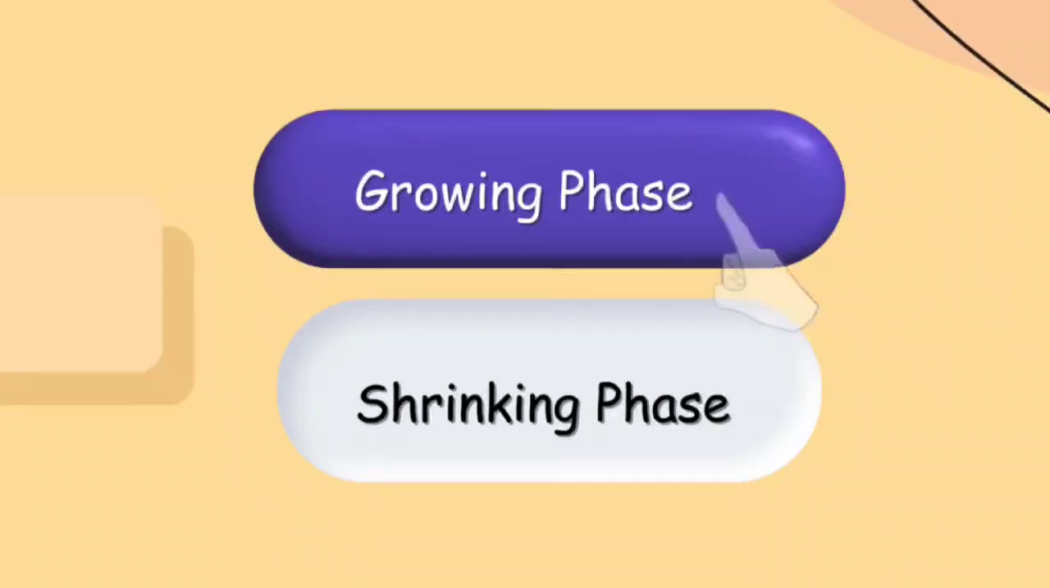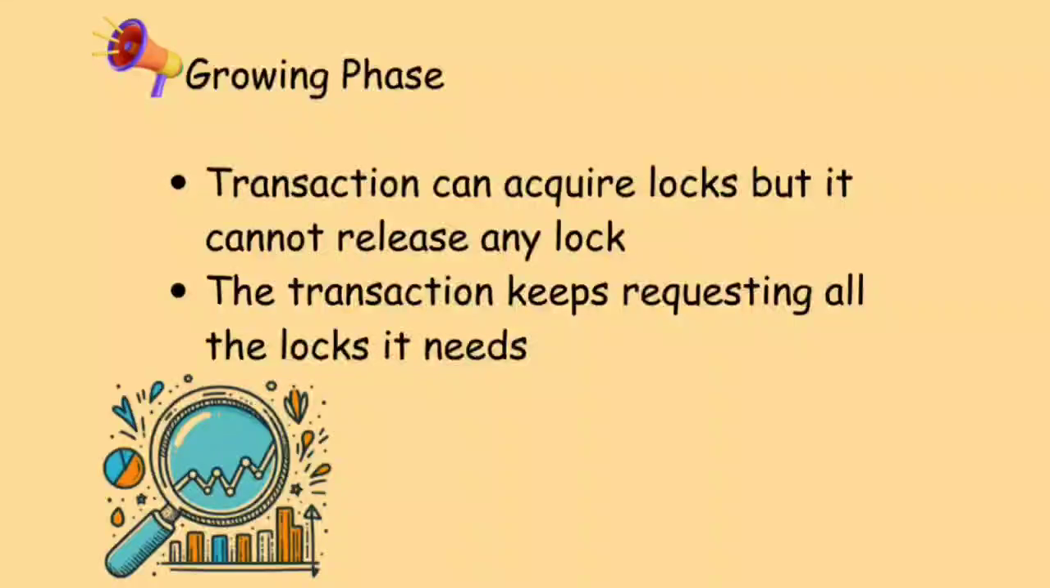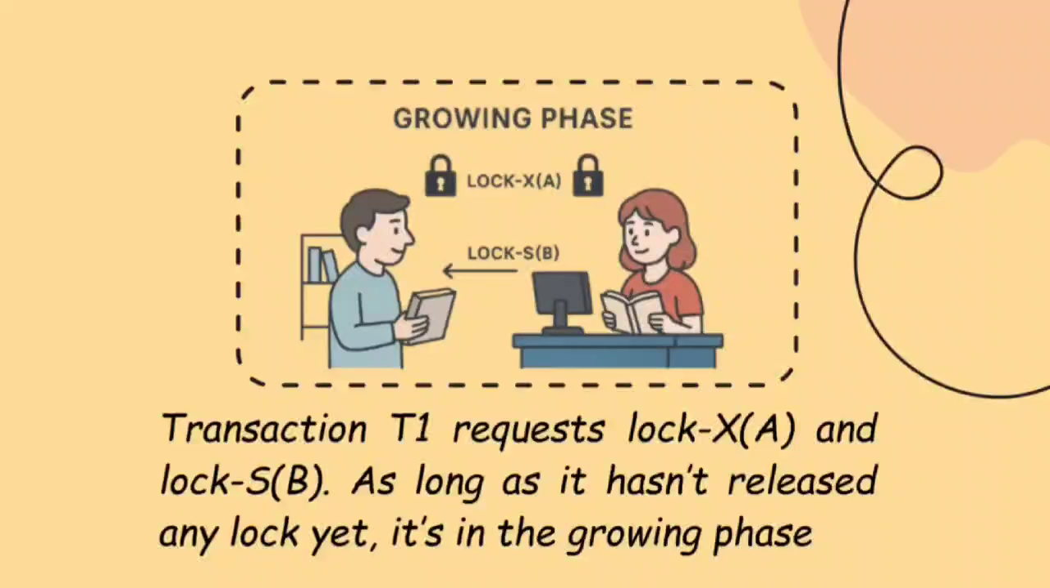Let's discover the growing phase first. In the growing phase, a transaction can acquire locks, but it cannot release any lock. The transaction can keep requesting all the locks it needs. For example, based on the picture above, transaction T1 requests lock XA and lock SB. As long as it hasn't released any lock yet, it's in the growing phase.